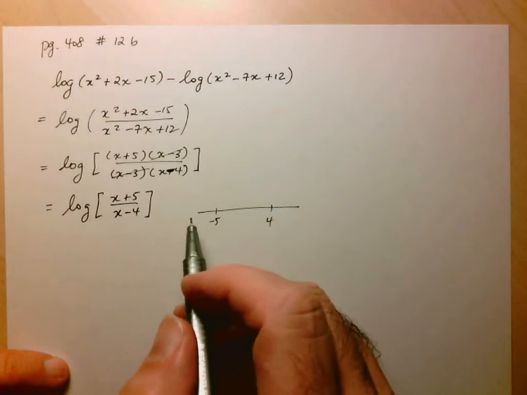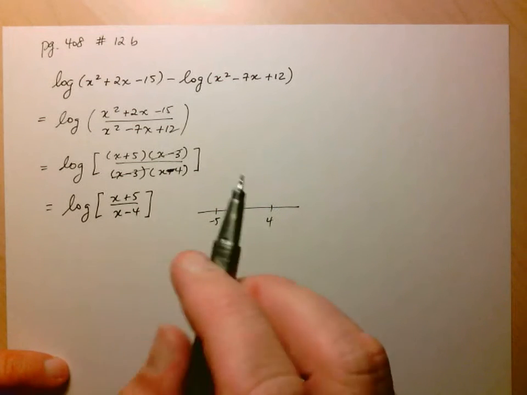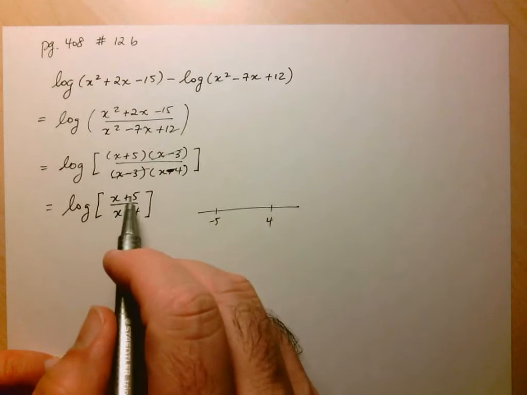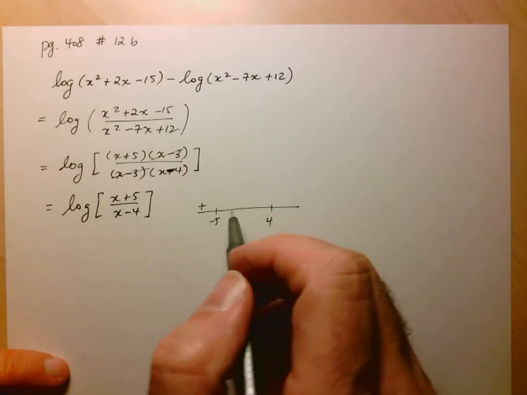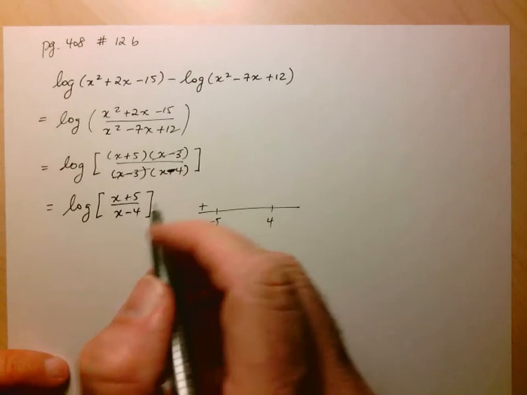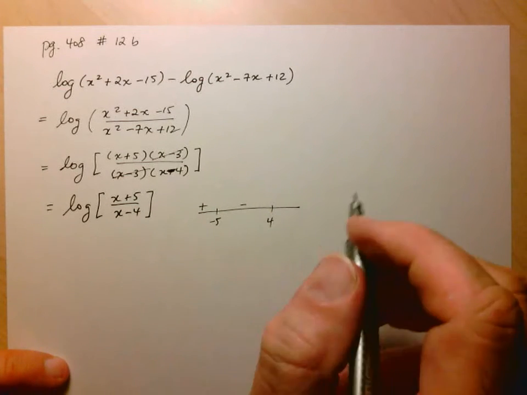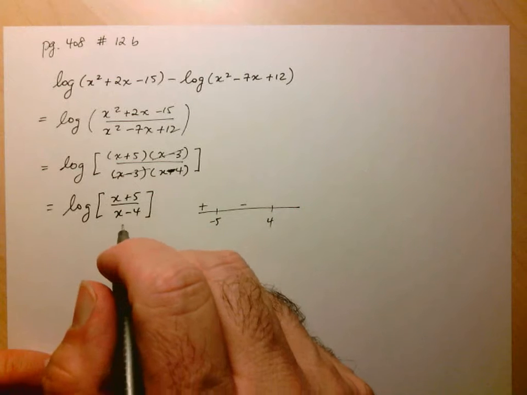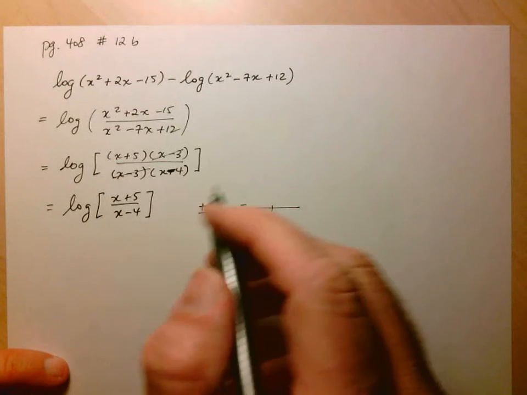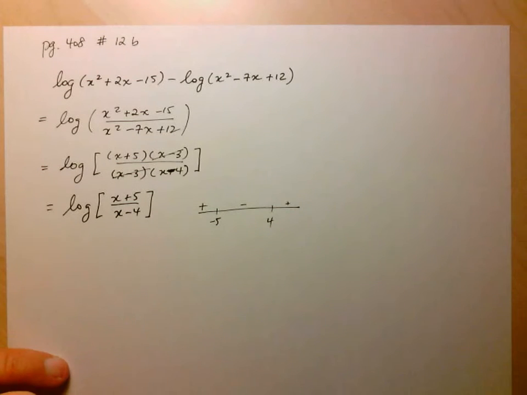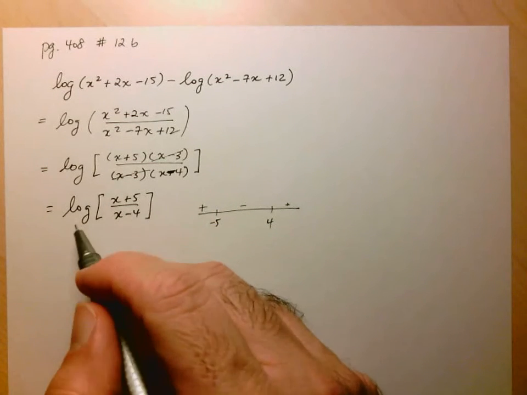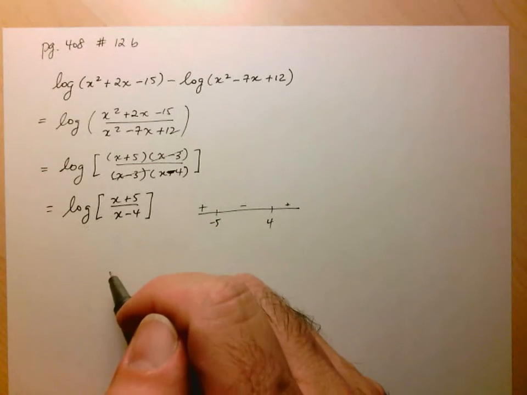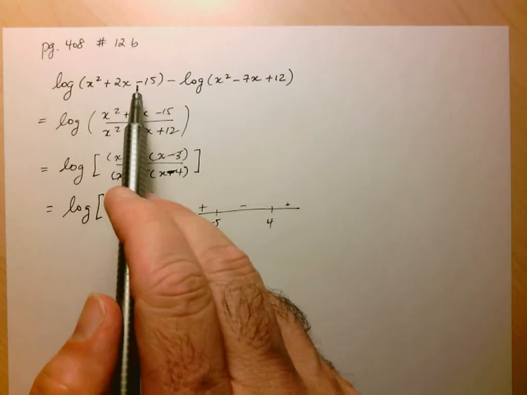If I just use these here, I see, well, if I choose negative 6, negative over negative is positive. If I choose something between these two, so 0, it becomes positive over negative, which is negative. And then anything greater than 4, positive over positive, so positive. But this is where we have to keep in mind that it's not only the final expression that needs to be satisfied, it's also the initial ones.